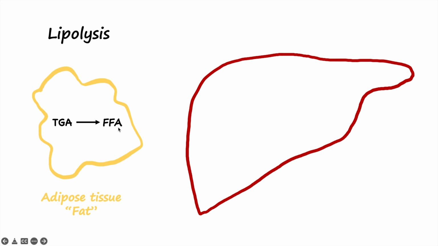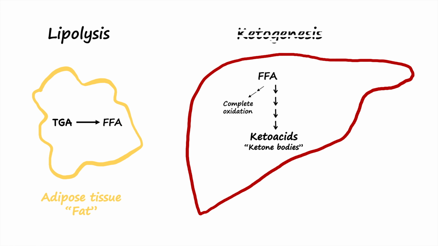Free fatty acids will be released into the blood and will be taken up by the liver, where it will be oxidized completely. However, because of the overproduced free fatty acids, a second utilization line will be activated. Free fatty acids will undergo several reactions and form keto acids. This is called ketogenesis. Okay.